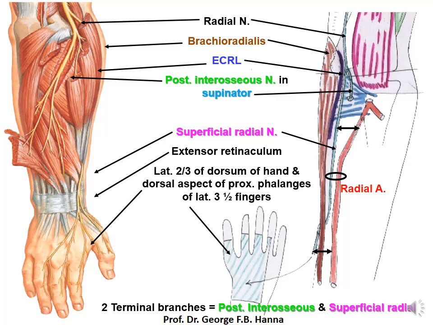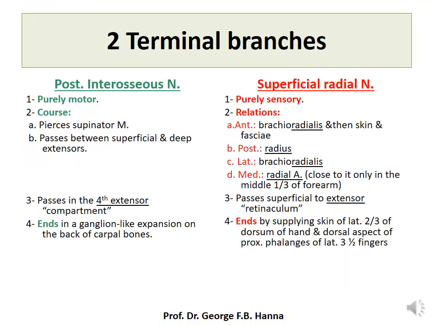Lateral to it is brachioradialis. Medial to it is radial artery. Posterior to it is radius. And this is the summary of 2 terminal branches. Let us revise again the posterior interosseous nerve, which is colored green because it is purely motor, number 1, the course of which is pierces supinator muscle and then passes between superficial and deep extensor of the forearm.